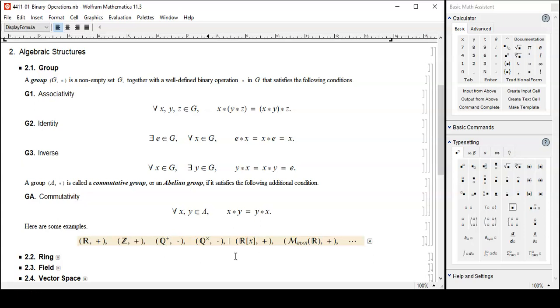Some additional examples. How about some polynomials? The set of all polynomials with real coefficients under polynomial addition. Yes, we have all these. Associativity, of course. Identity is the constant polynomial 0. And inverse, negative of p of x. How about this? Matrices with matrix addition. Okay, they all fit. But then again, all these examples are abelian. Can you think of some non-abelian example?